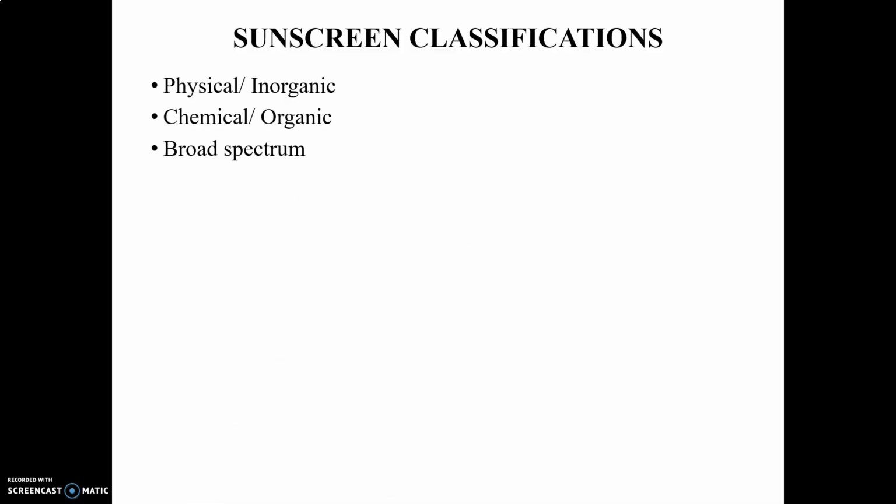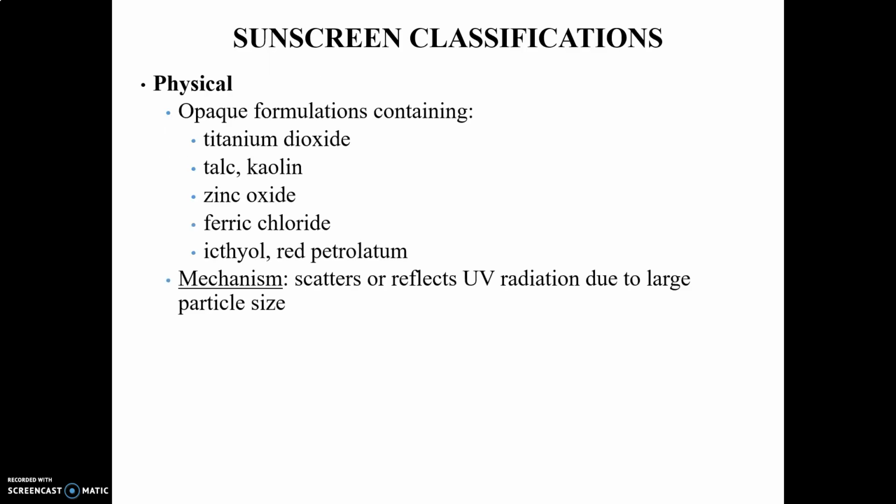So when you are talking about the classification of sunscreen, there are mainly two classes, physical and chemical. Physical are also called inorganic, while chemical are also called organic. Nowadays there is one more classification, called broad spectrum sunscreen. Broad spectrum generally protects us from both UVA and UVB.